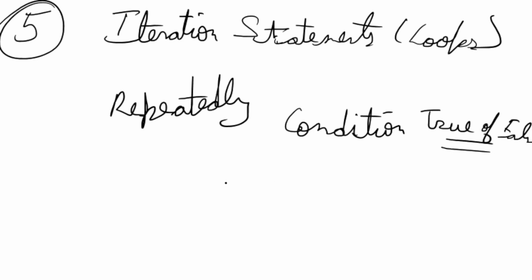There are basically three types of loops. The first one is the while loop.